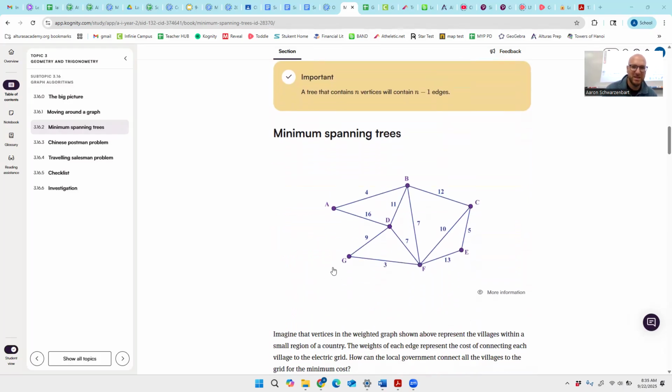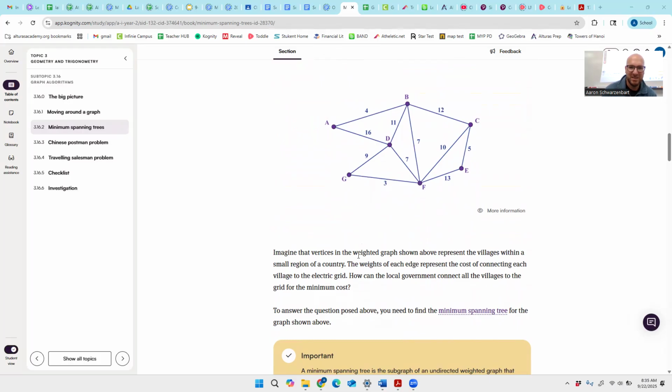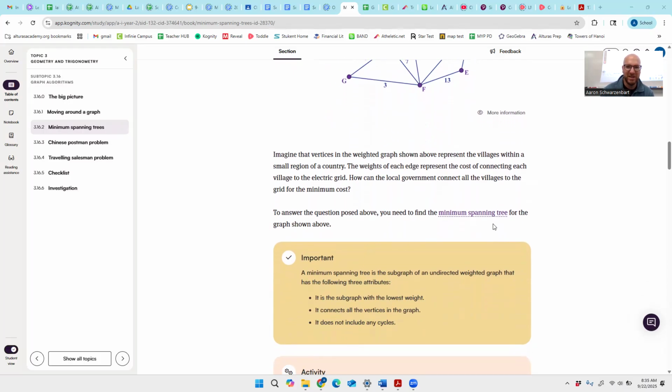A minimum spanning tree. So here we've got a graph. Imagine that the vertices in the weighted graph above represent the villages within a small region of the country. Weights of each edge represent the cost of connecting each village to the electric grid. How can the local government connect all the villages to the grid at the minimum cost? To answer this question, you need to find a minimum spanning tree.